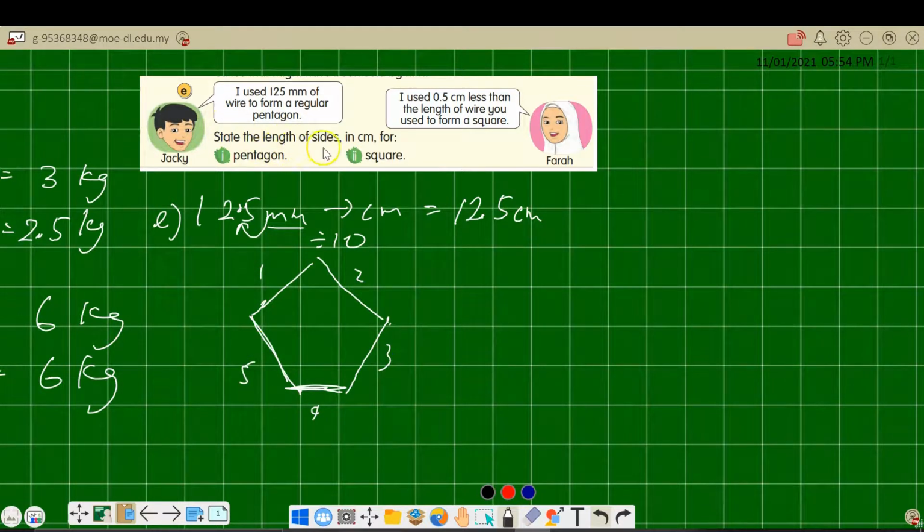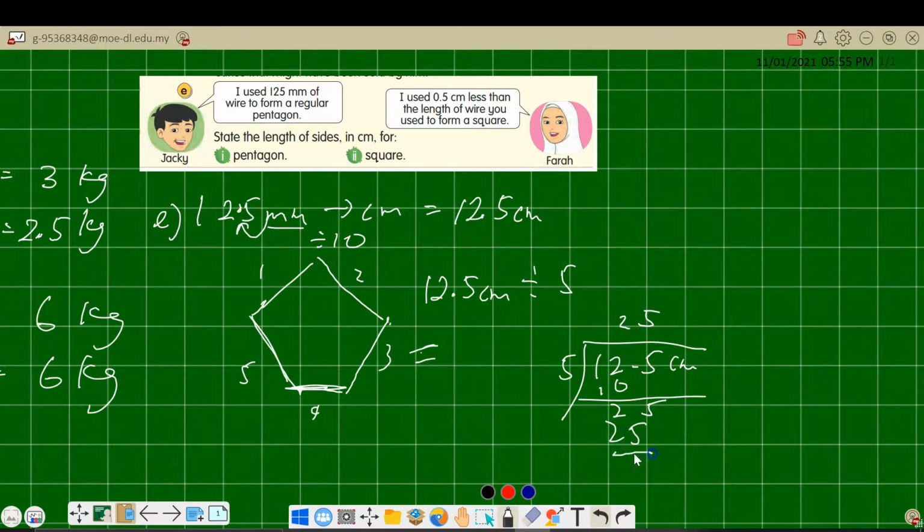So find the length of sides in cm for pentagon. So 12.5 cm, you divide 5 because there are 5 sides. Okay, you divide 5. So one side is 2.5 cm, for pentagon.